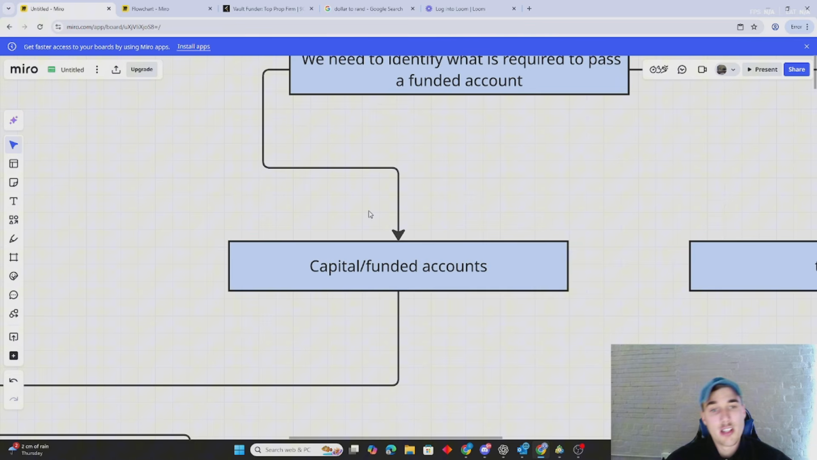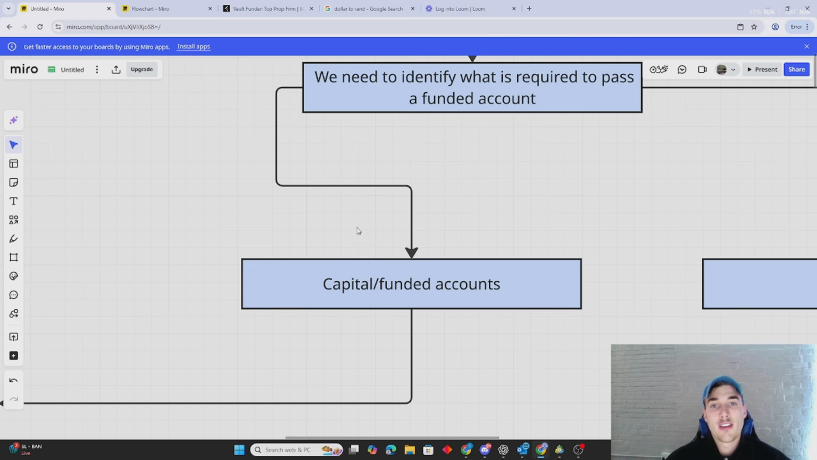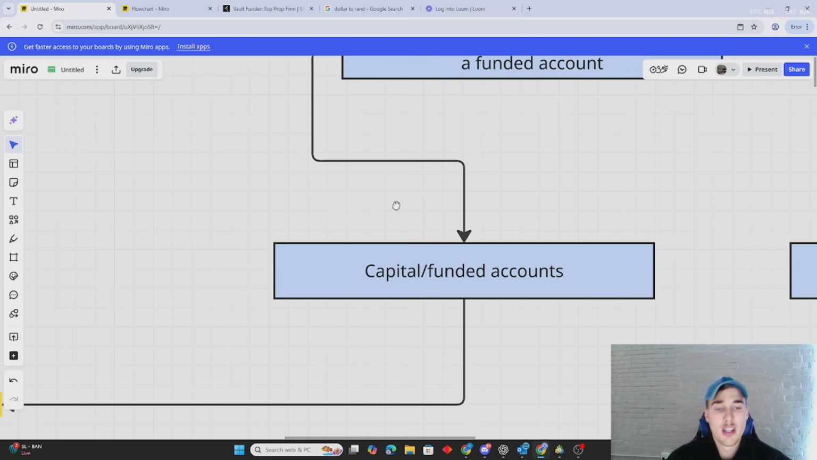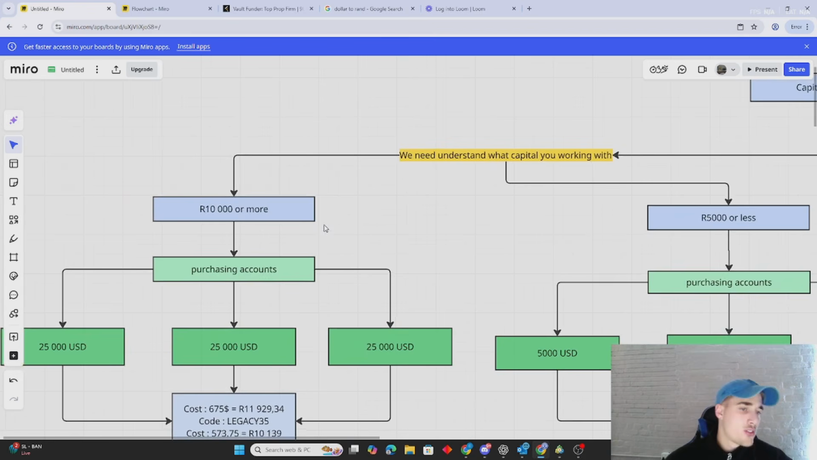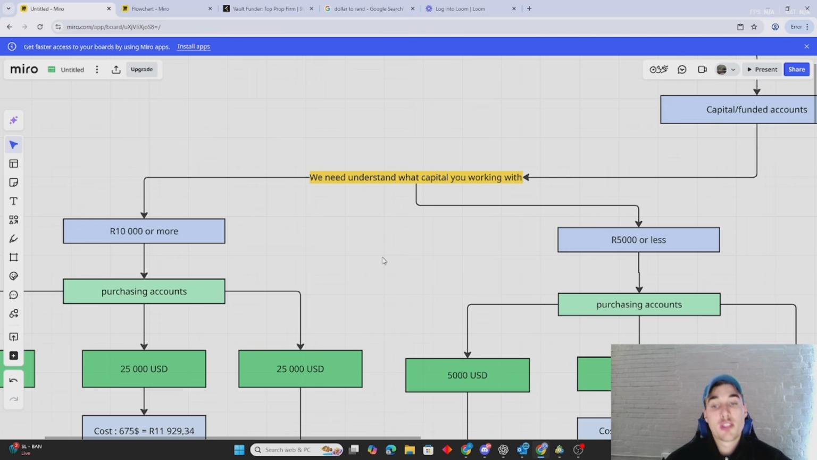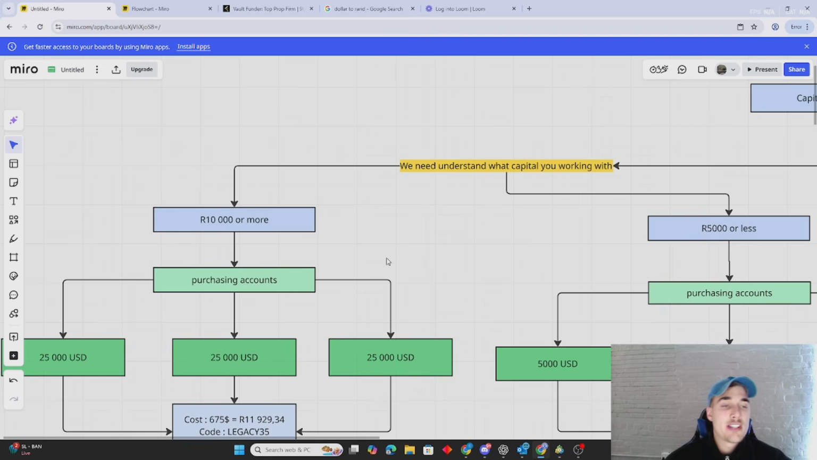But you're not psychologically ready to trade that size of accounts because it's going to mess with you mentally when you do take losses, because you're not used to taking a $1,000 loss on a trade. You're used to taking maybe less, $50, $100. So it's important to scale up properly according to your capital and your mental state too. So we understand what capital you're working with. For example, I have two examples here, 10,000 Rand or more or 5,000 Rand or less. Keep in mind, it's important to have trading experience before you even jump into a funded account because again, you need to have a high win percentage in order to complete this.